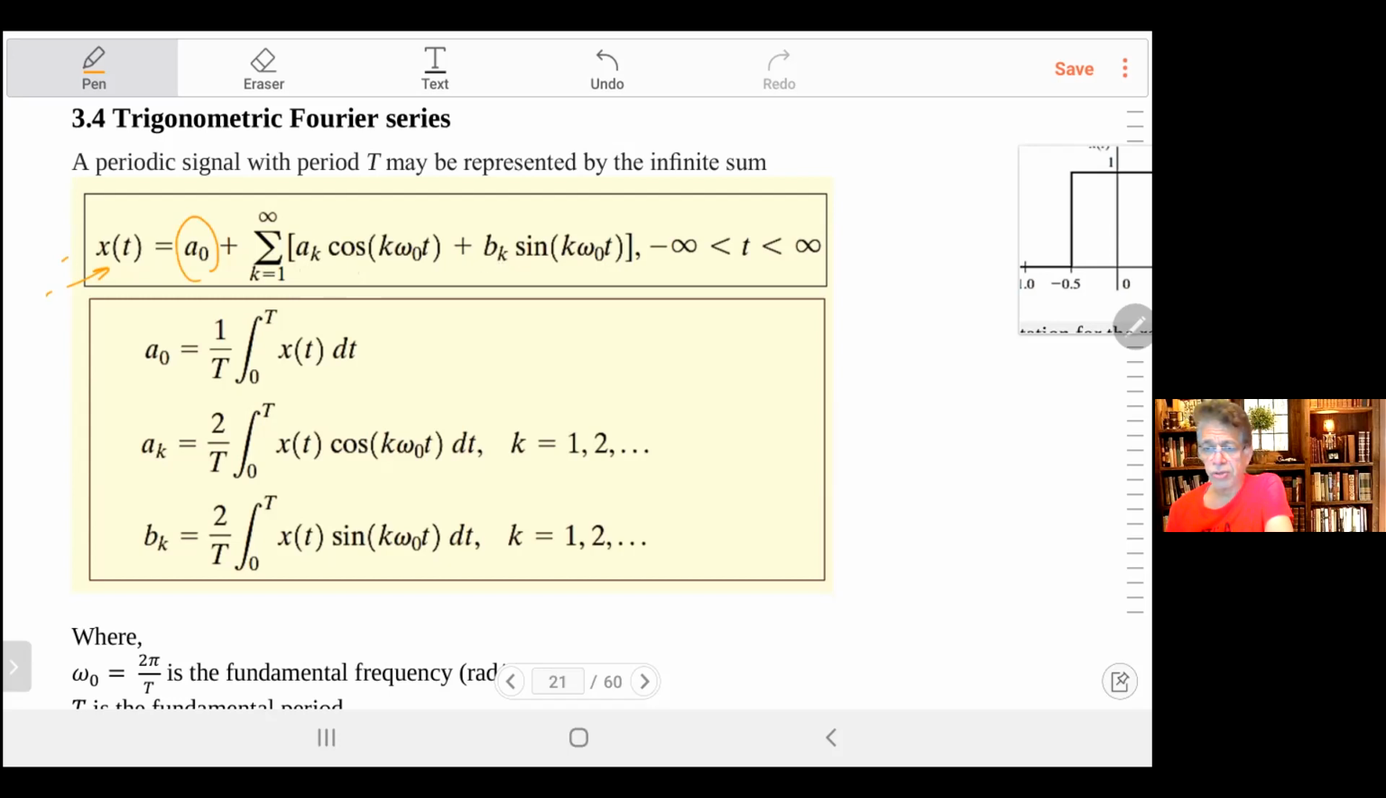The coefficients of the trigonometric Fourier series A naught, AK, BK, their values can be found using these three integrals. That's the first, A naught, for the DC component, and that's AK, the coefficient for the cosine term, and that's BK, the coefficient of the sine term. And all of them depend on integration over the period T. So what's T? T is the period of the signal x of t. Let's just apply these equations to one example.